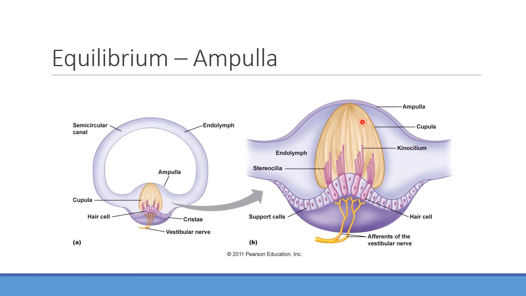Just a little bit closer picture here. Again, this couple is actually going to be kind of secured to the ampulla here, but as the fluid flows across, it can go in one direction versus the other. And this kinocilia is going to be kind of the major mover here. So we're going to see the stereocilia are going to be attached to that and kind of go along with it, essentially.